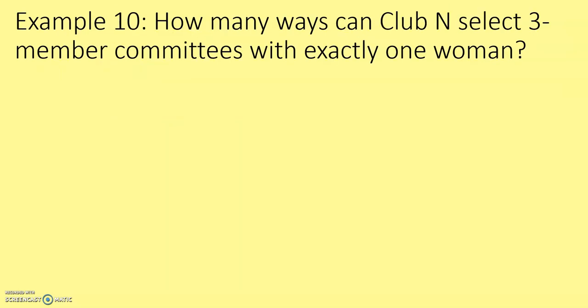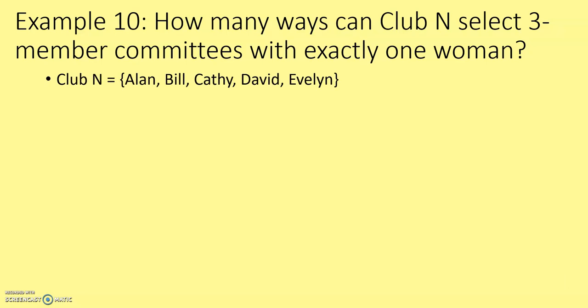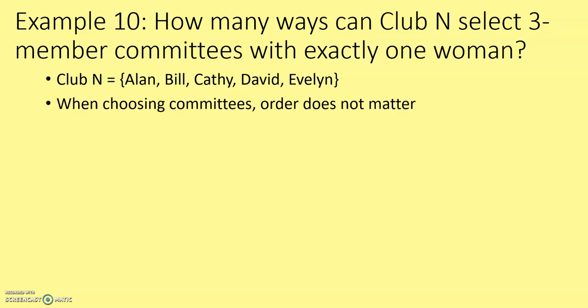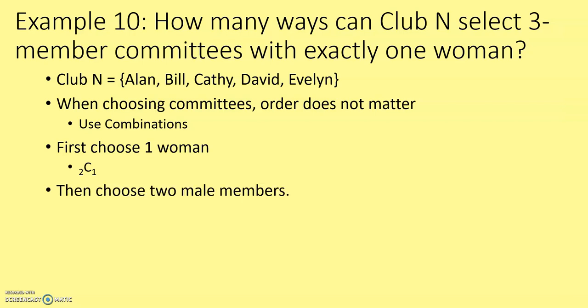Example 10. How many ways can Club N select 3-member committees with exactly 1 woman? Remember that Club N is Alan, Bill, Kathy, David, and Evelyn. When choosing committees, order does not matter, which means it's a combination. First, we're going to choose 1 woman, and there are 2 women in the club, so it's going to be 2 choose 1. Once we choose 1 woman, we need to choose 2 men for the committee. There are 3 men in the club, so it's going to be 3 choose 2.